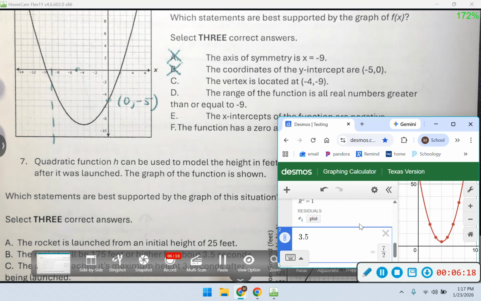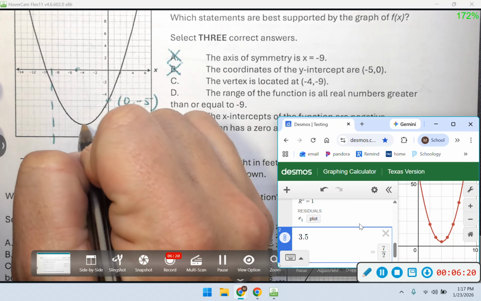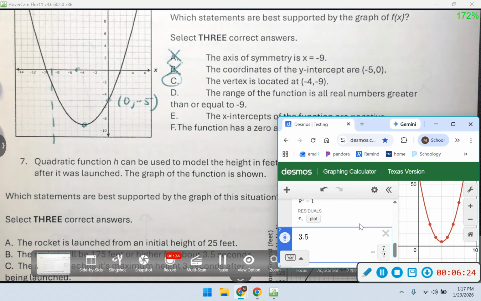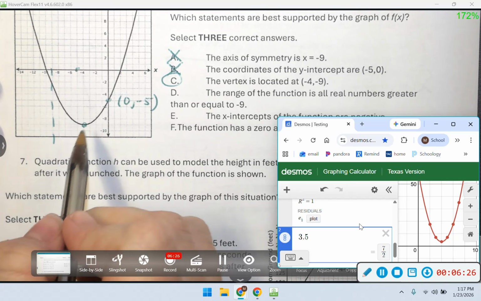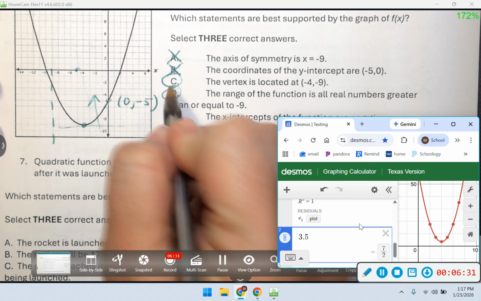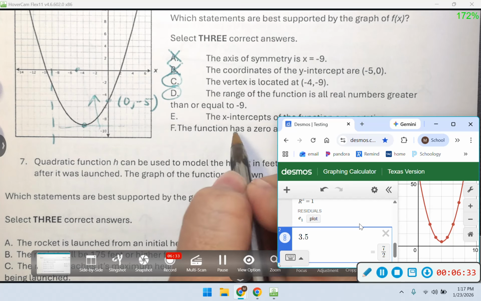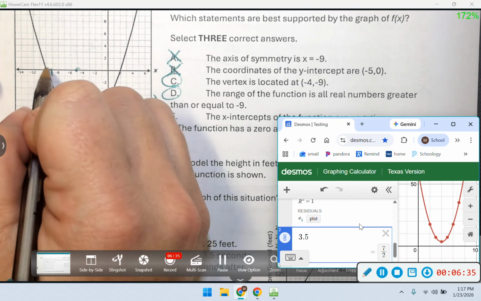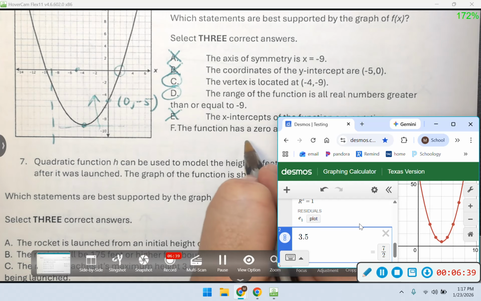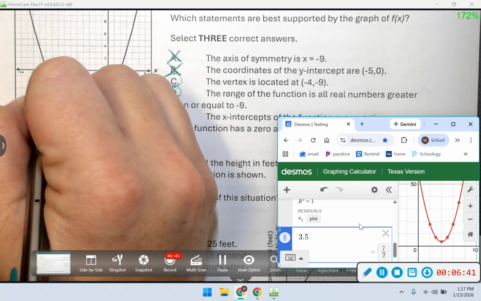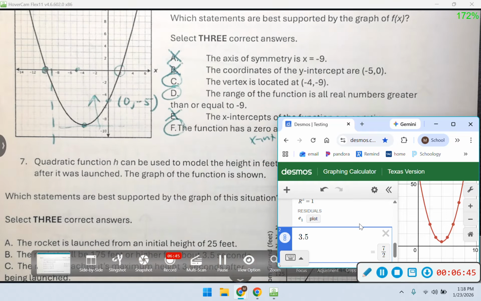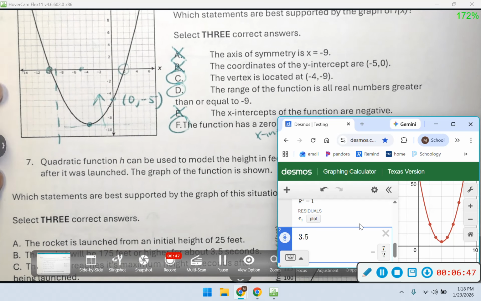The vertex is located at -4, -9, which is correct. The range of the function is all real numbers greater than or equal to -9. So here's -9, and it does go up forever, so this is true. E says the x-intercepts of the functions are negative. Well, this one's negative, but this one is positive, so that is wrong. And then the function has a 0 of -10, 0, which is true. Zeros are x-intercepts, so F. So there are my 3 answers.